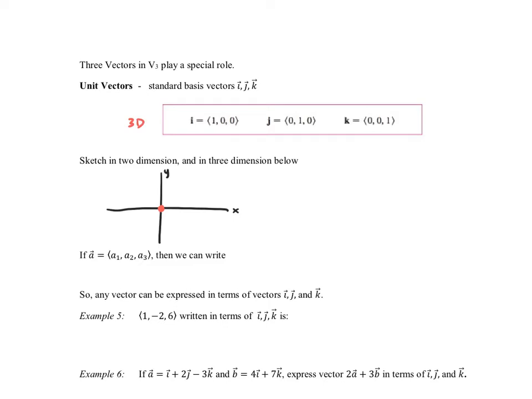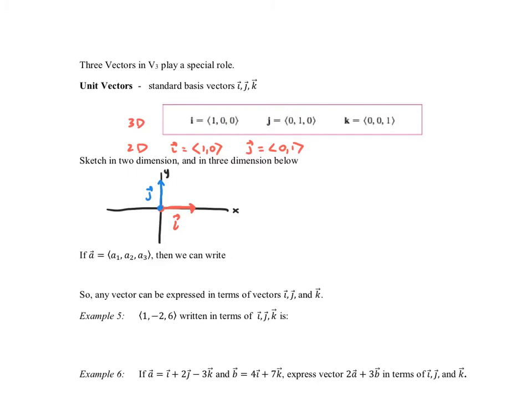So this is 3 dimensions, and then 2 dimensions, you'd have i equal to 1, 0, and j equal to 0, 1. So if you're looking at a plane, the xy plane, i would simply be the vector that goes 1 unit out along the x-axis and 0 units in the y direction. And then j would be 0 units in the x direction and 1 unit in the y direction. So that's your unit vectors i and j.